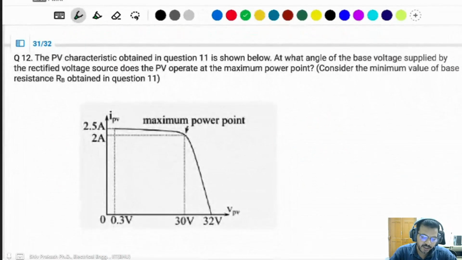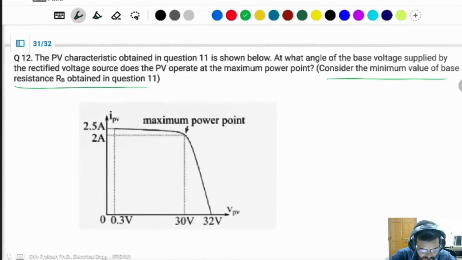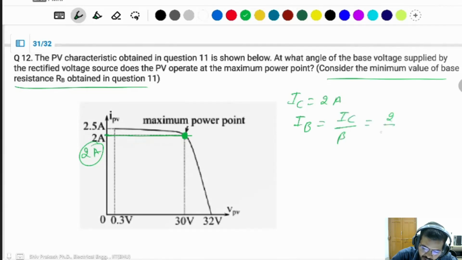The PV characteristic obtained in question 11 is shown below. At what angle of the base voltage supplied by the rectified voltage source does the PV operate at the maximum power point? And consider the minimum value of the base resistance. Okay, at the maximum power point the current IC will be 2 ampere. Then what is the IB? The remaining thing is same. IB is equal to IC divided by beta. 2 divided by 100 will be 20 milliampere.